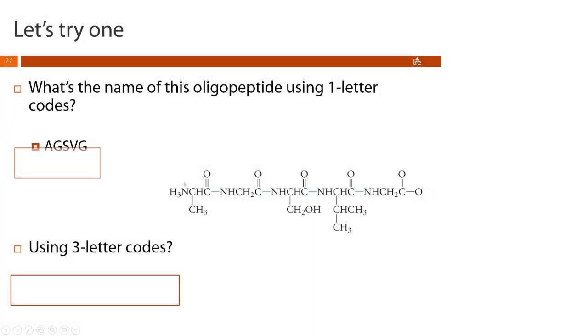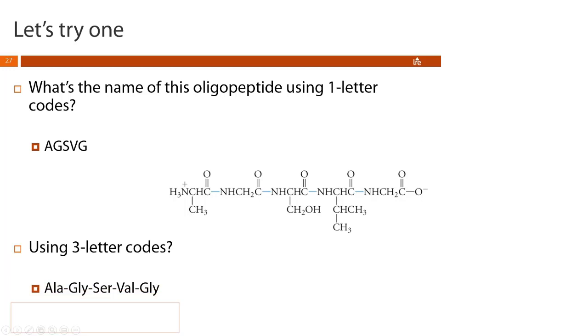So if you wrote AGSVG, you are correct. Go ahead and pause this video again and see if you can do the same thing, but using 3-letter codes. Okay, so we have Ala for alanine, Gly for glycine, Ser for serine, Val for valine, and Gly for glycine.